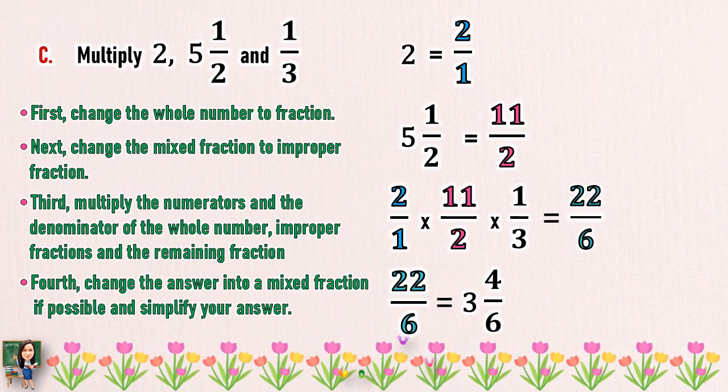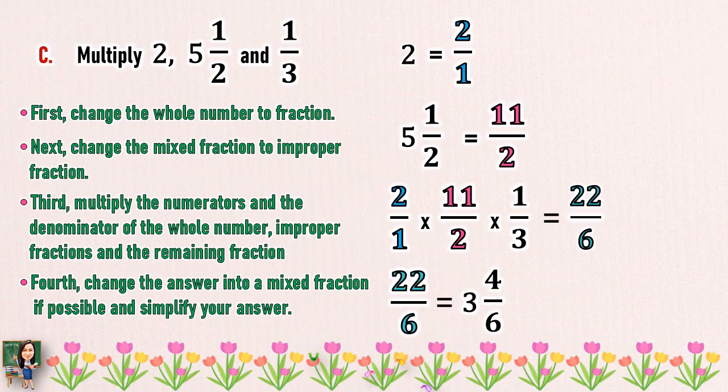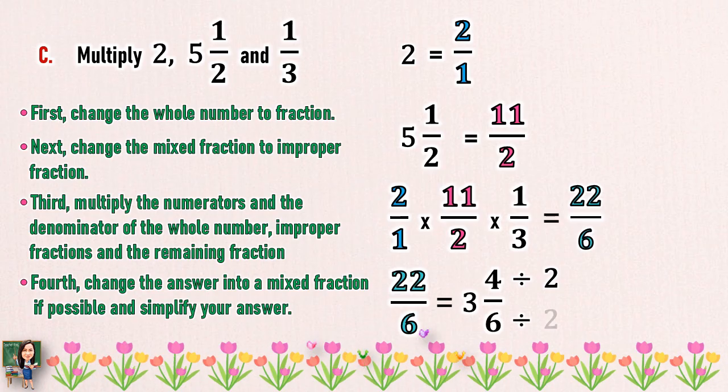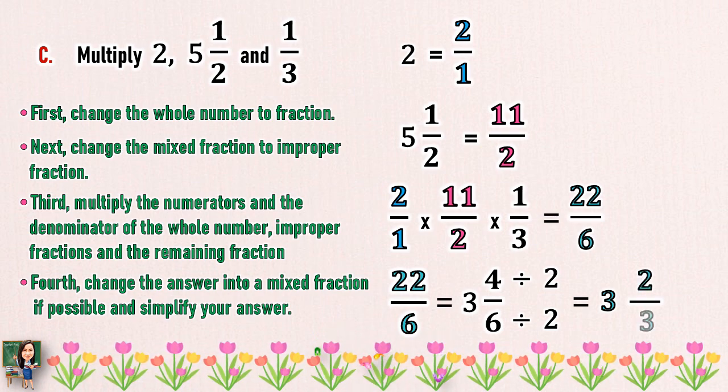Now, simplify. To simplify or to get the lowest term, find the GCF of 4 and 6. The GCF of 4 and 6 is 2. 4 divided by 2 and 6 divided by 2. First copy the whole number 3. 4 divided by 2 equals 2 and 6 divided by 2 equals 3. So the answer is 3 and 2/3.